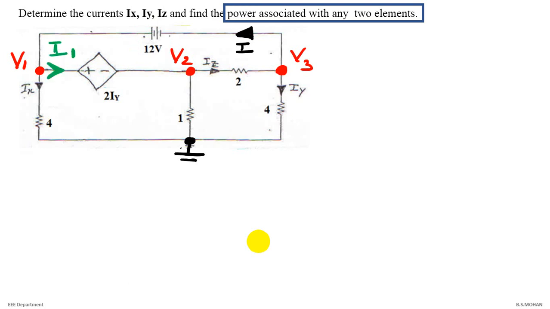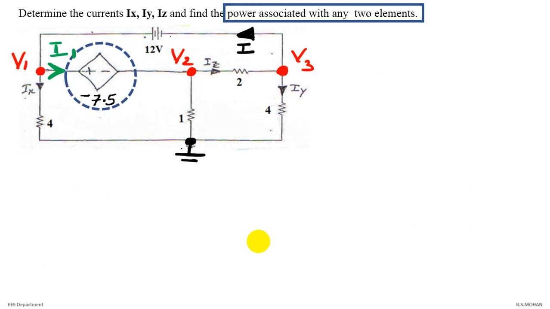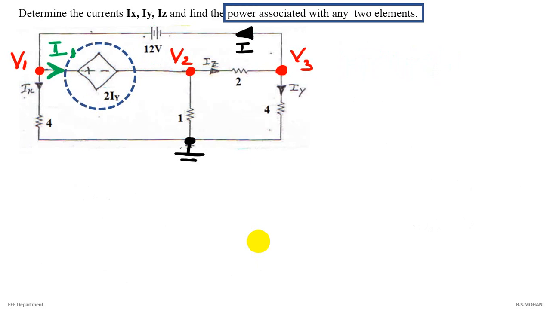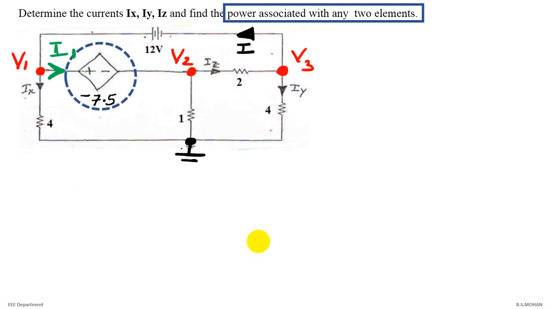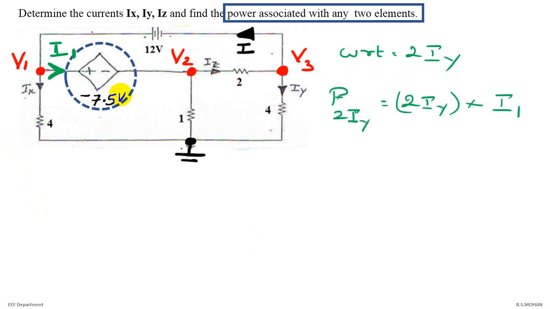Now similarly, with respect to 2Iy, I have already assumed the direction of current towards the positive of 2Iy. I have written it as I1, right? And we know the value of Iy, which we have already calculated. Thus when I multiply that, I get the answer as minus 7.5 volt. Okay, I have missed the symbol here. It is 7.5 volt. Now with respect to 2Iy, the formula is again the same. It is 2Iy into I1. Rather, to be precise, it is 7.5 into I1.